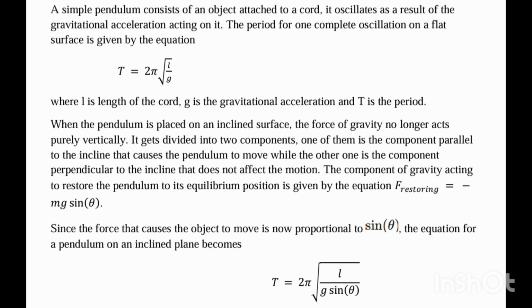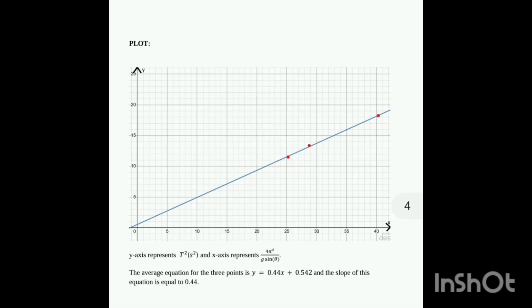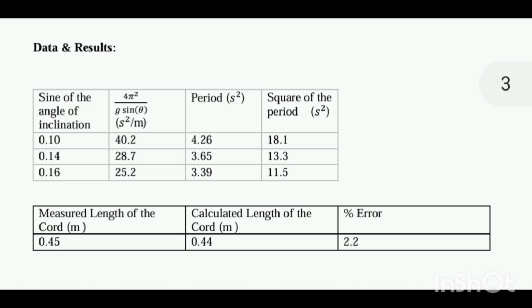I used the formula for the period of a simple pendulum with a minor change so that it would be applicable to a pendulum on an inclined surface. From that equation, we can make a formula to find the length of the cord. I plotted my graph based on this equation so that the length of the cord would be equal to the slope of the graph. There was a 2.2% error rate between the measured and the calculated length of the cord.